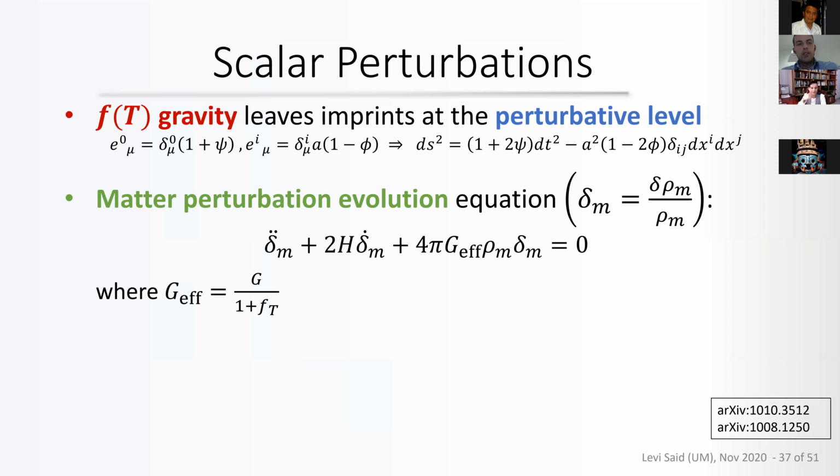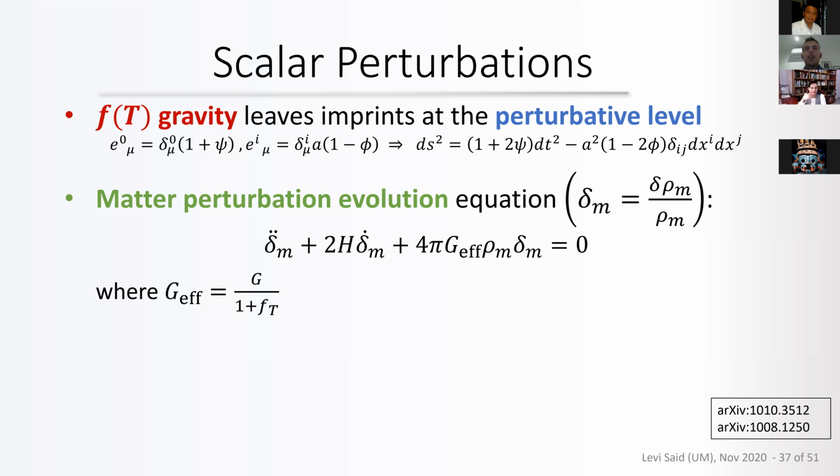Going beyond the background, so beyond just Hubble data, something else we can do that we mentioned yesterday is scalar perturbations. Scalar perturbations give us this matter evolution equation in the bottom point, where we get a G effective. This G effective is Newton's constant over 1 plus the derivative of f with respect to t. So for lambda CDM, we would always get G effective equal to Newton's constant G, as you would expect.